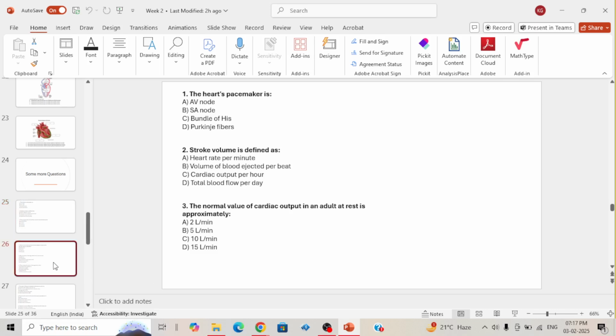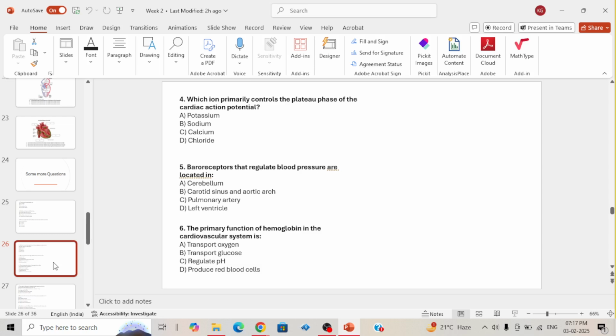Okay, next question. Which ion primarily controls the plateau phase of the cardiac action potential? Calcium. Yes, it is calcium. बताया था मैंने कि calcium जो है, that is actually the ion due to which there is a plateau phase in the contraction of cardiac muscle.